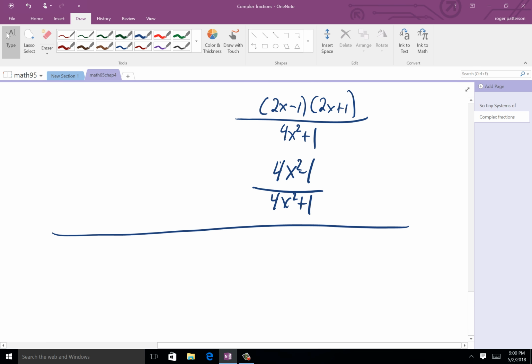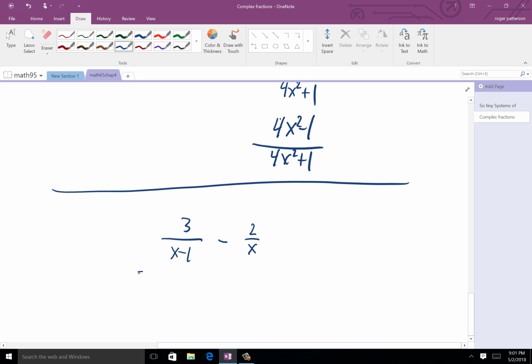Alright, let's try another one here. Same thing, making it just a little bit harder though. Ah, the complex part's coming in, huh?